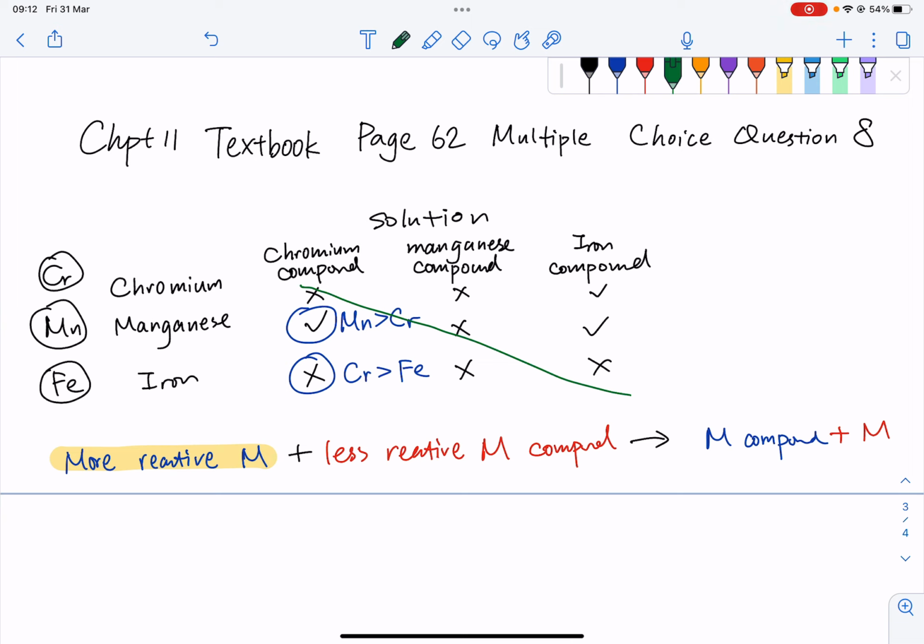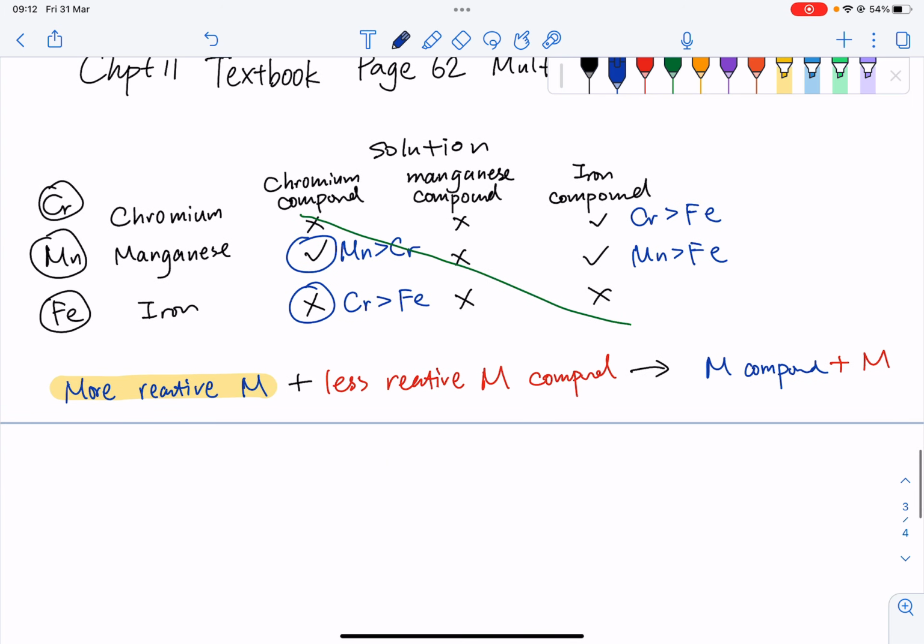And then take a look at the last here. So chromium can react with iron, which means chromium is greater than iron, right? And manganese can react with iron. It means also manganese is greater than iron. Then we must know which one should be the least reactive. Iron should be least reactive, right? And also manganese greater than chromium here, right?